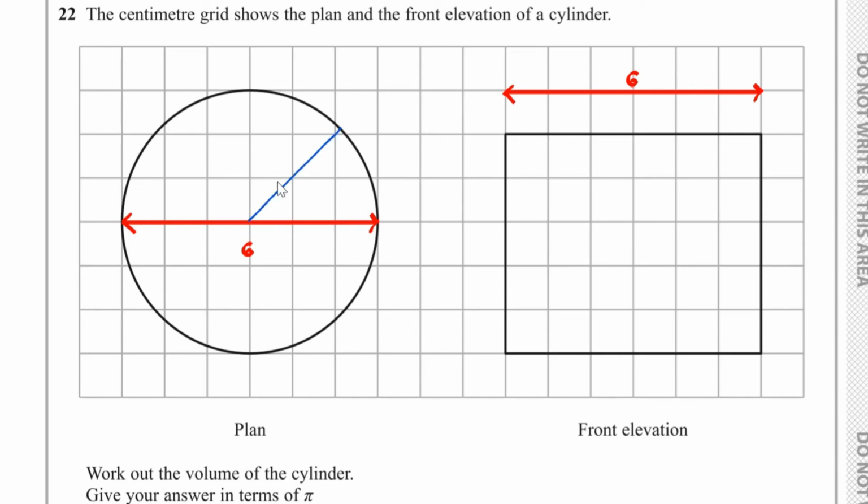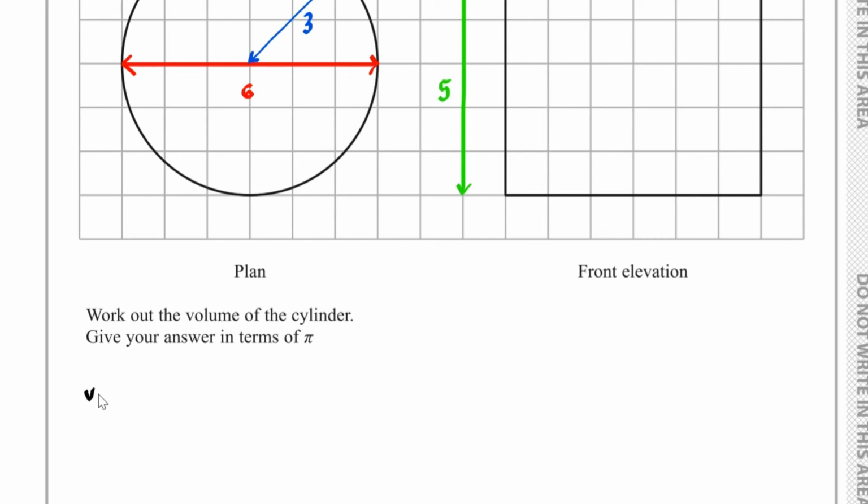We can find the radius of the circle by halving the 6, and that will get us 3. So the radius of the circle is 3, and the height of the cylinder is 5. So what we can do is calculate the volume by multiplying the area of the circle, which is pi, times by radius squared, by the height, which is 5. And it turns out, in terms of pi, we have 45 pi centimeters cubed.